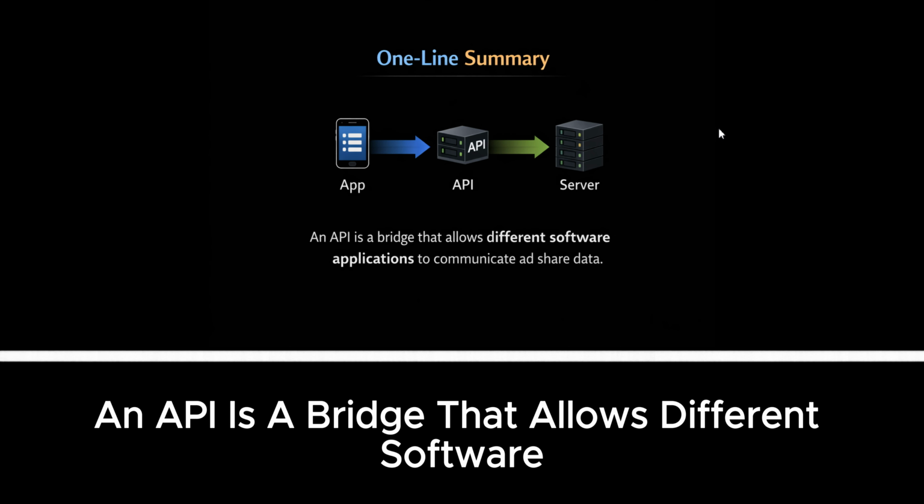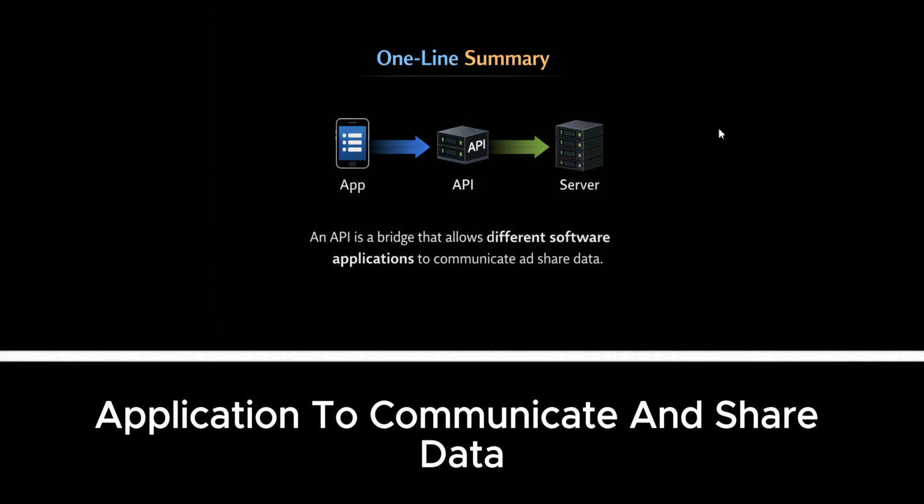If I want to give you a one-line summary, and I always do that to make you understand: an API is a bridge that allows different software applications to communicate and share data. Also remember, some APIs are free, but some aren't. You have to pay and buy the API, like subscriptions. So that's all about API. Now you know what an API is visually.